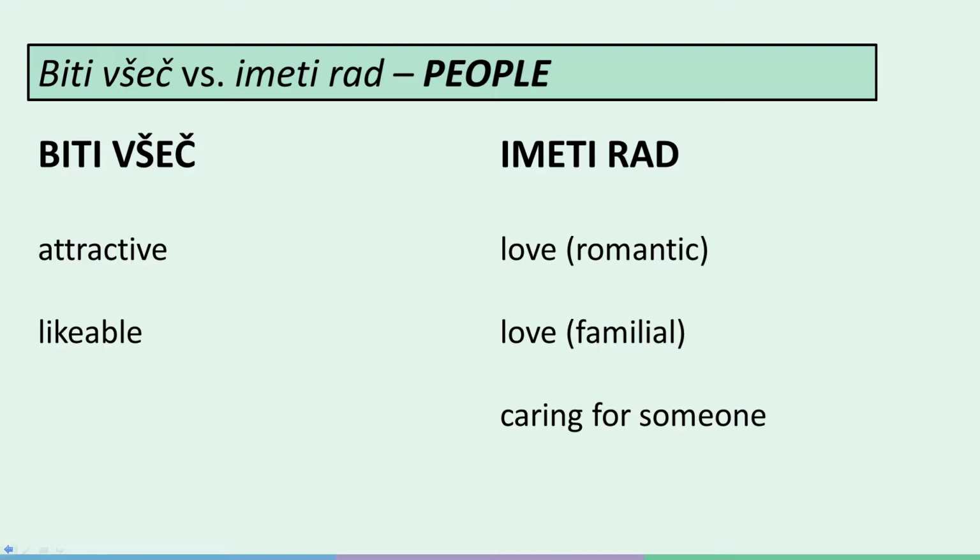Now this is a pretty grotesque example, but if a person passes away that you viewed as biti všeč, you don't necessarily feel grief. You can pretty much find anyone good-looking or likable, even people you have no deep feelings for. If an imeti RAD person, however, passes away, that implies grief and mourning. Okay, what about things?